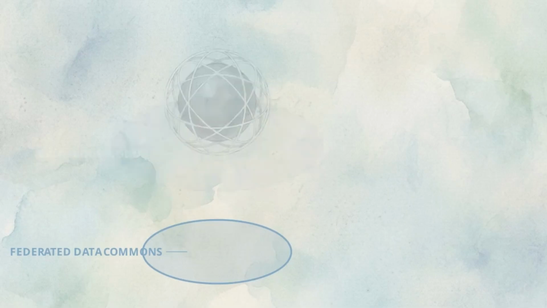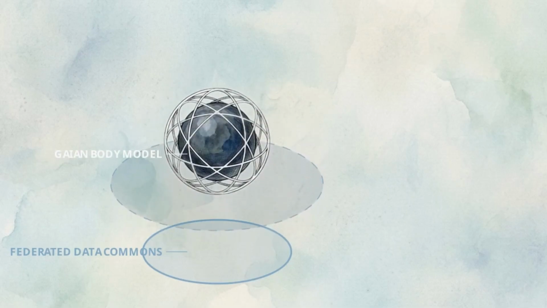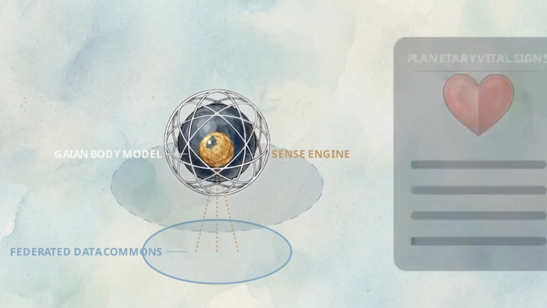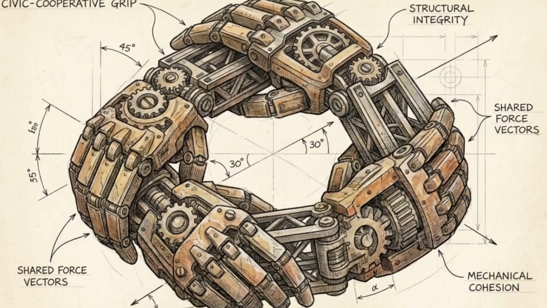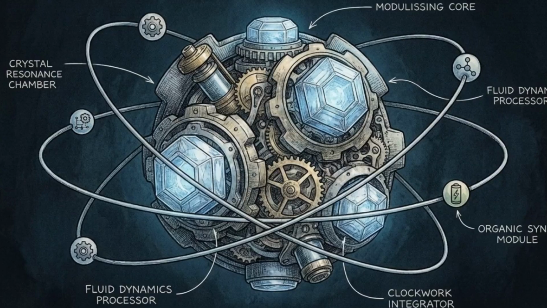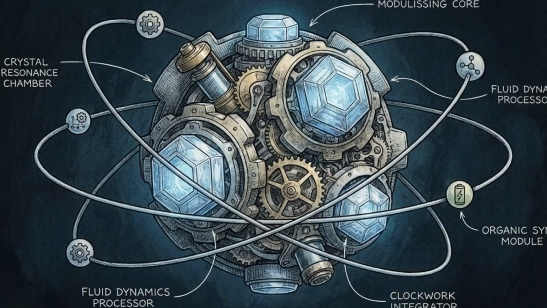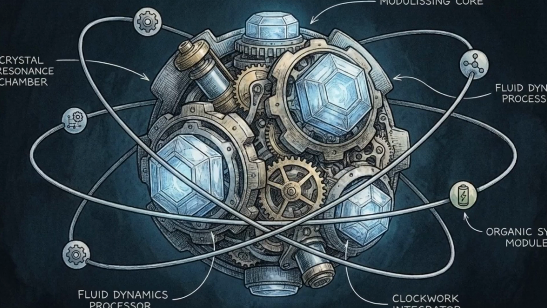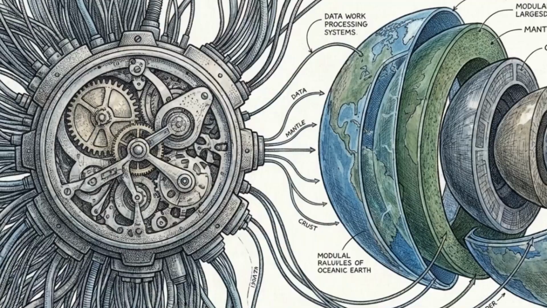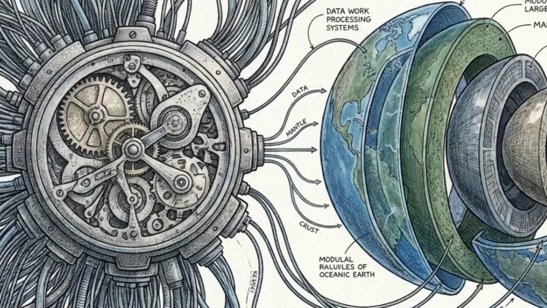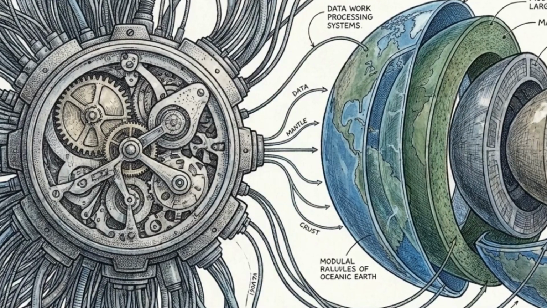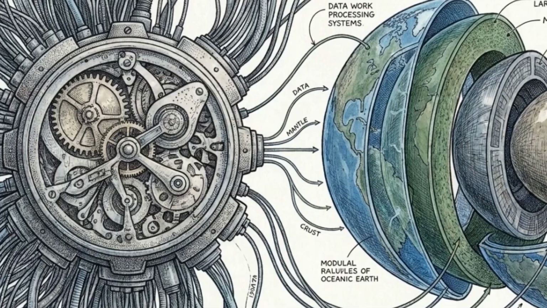By architecting a federated data commons, formalizing an anatomical model of the Earth, and deploying an analytical sense engine, we can translate raw metrics into readable planetary vital signs. Generating these multidimensional signs requires a shared computational core. We call this the Gaian Sense Engine. The Sense Engine continuously ingests the raw, federated data streams, runs them through the anatomical ontology, and updates the planetary body model in real time.